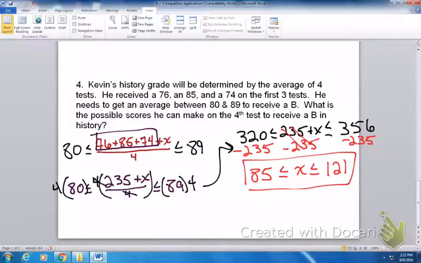So what this means is that if I want to get a B, I have to at least make an 85, and if I want to get an 89 average, I'd have to make 121. So it must be between those numbers, but obviously we can't always get over 100 on papers unless there's a bonus. So we need to make somewhere between an 85 and 100.